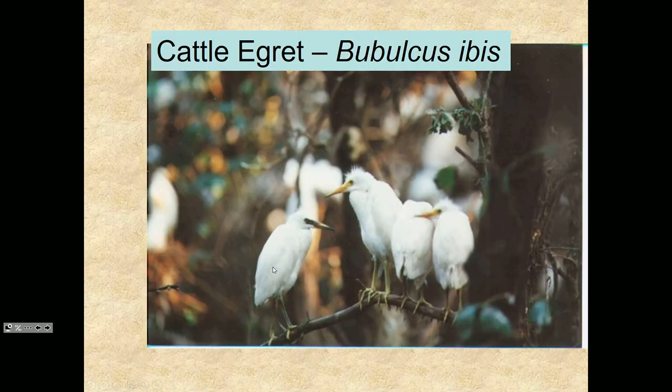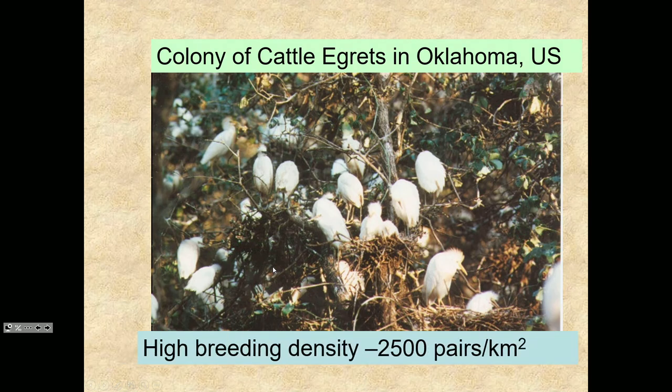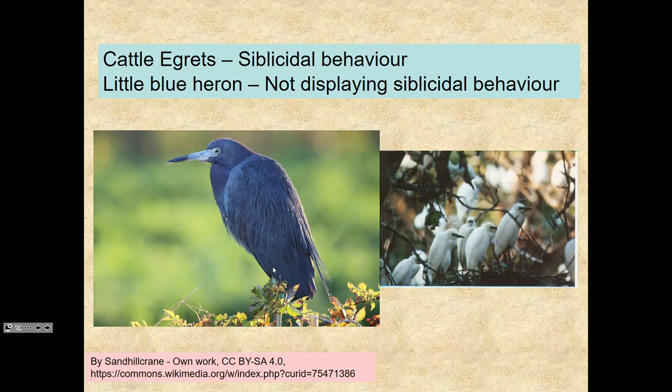And you remember I did this work with the cattle egrets in Oklahoma, and there I saw that in this high breeding density of cattle egrets, there was fighting in the broods. But at the same time, I saw some other nests where there was this other species, little blue heron. I never saw any siblicidal behavior. They never picked on each other, but they were scattered. They were among these 2,500. There were maybe 15-20 pairs.